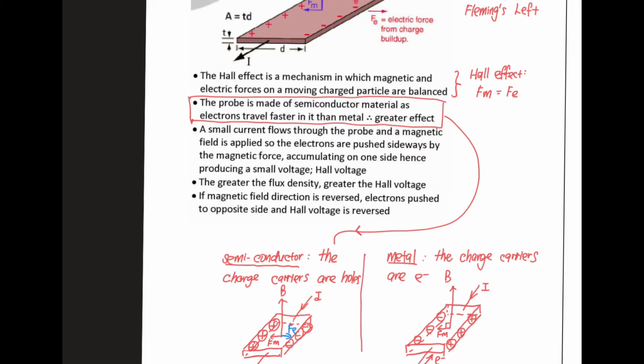Next point, which is the third point. A small current flows through the probe and a magnetic field is applied. So the electrons are pushed sideways by the magnetic force, accumulating on one side, hence producing a small voltage that is called Hall voltage.